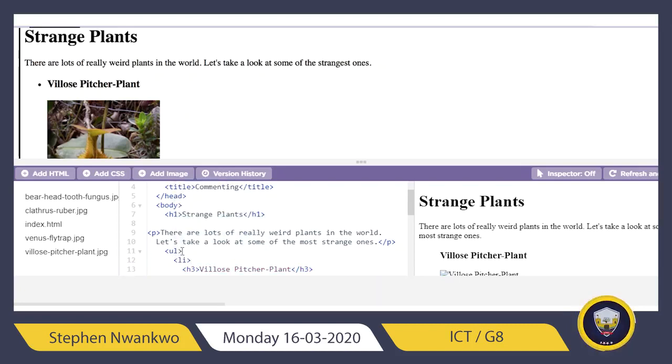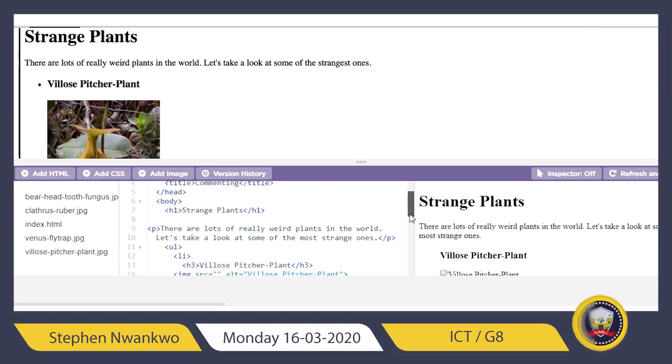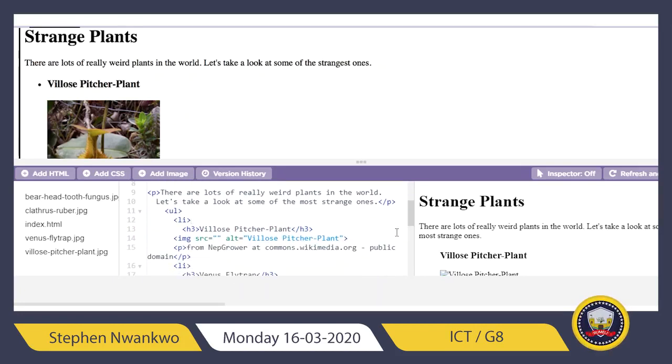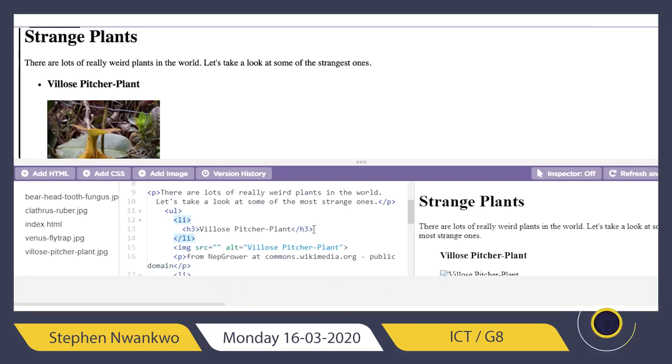the list tag. Okay. The opening list tag for Velos picture plants, and the closing list tag for Velos picture plants. Okay. Now we check, we refresh and save. Okay. We have the bullet here.